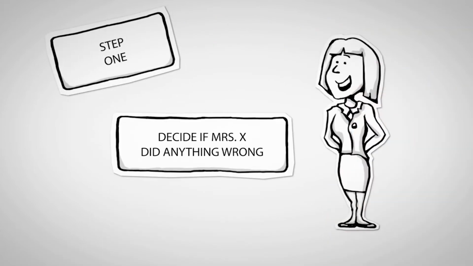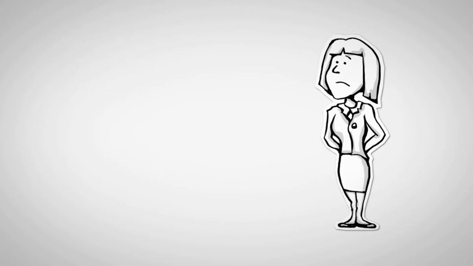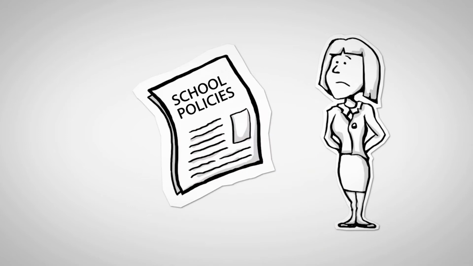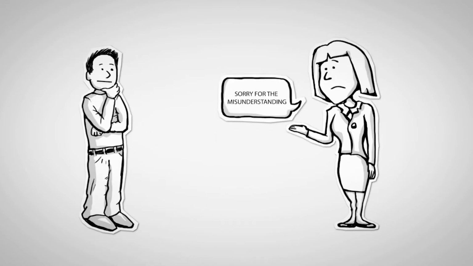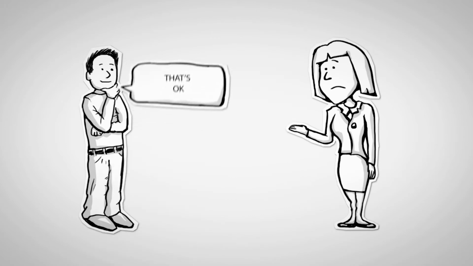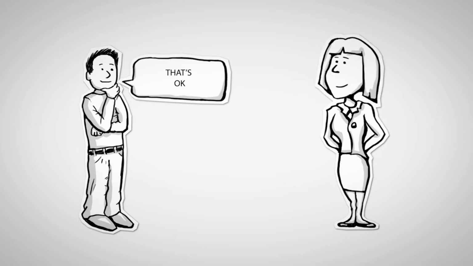Step 1. You need to decide if Mrs. X actually did anything wrong. Your school's policy on expected codes of conduct will help you decide if it was a minor offence or something more serious. Most minor matters can be dealt with informally. Get the two parties together to talk. What you're trying to ensure is that they can work together positively in the future, that each of them knows what, if anything, they did wrong, and what might happen if the same or similar situation happens again.